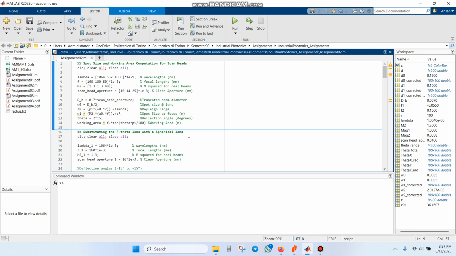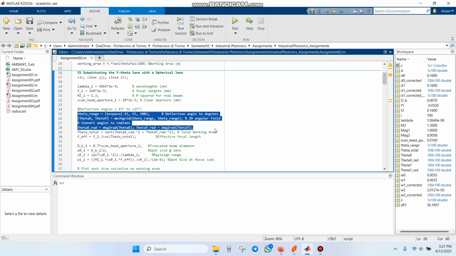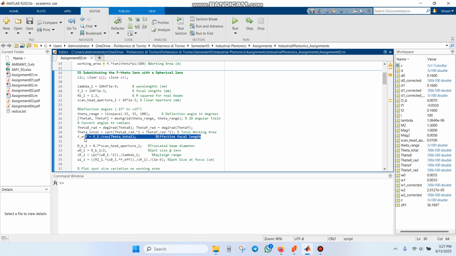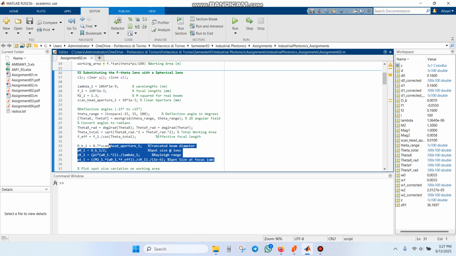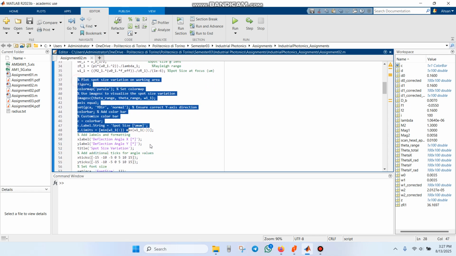Corresponding to this, you can also find the MATLAB code here, where I first declared the wavelength for the laser that we've selected, its corresponding focal length and M2 factor, as well as the scan head aperture. Then we have created the working space in these particular lines. Finally, followed by the effective focal length, which is basically divided by the factor of cos theta, as you see here. And these are the relations that we saw previously and that we have used the same way as before. And this is simply the contour plot.